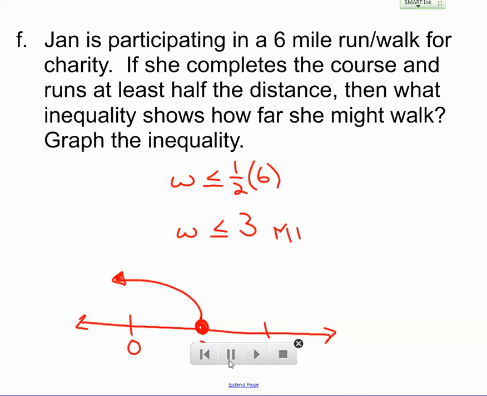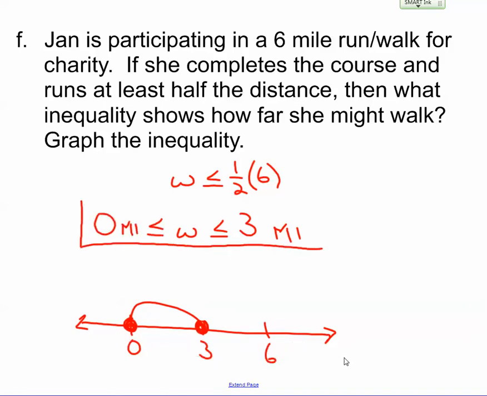We're going to make a slight adjustment to this. This graph does not go forever to the left. This graph only goes to 0 and stops at 0. So those are the numbers in between 0 and 3 that actually solve our inequality. So our inequality is actually W, the amount she walked, is between 0 and 3 miles. She could have run the entire course, which means that she walked 0 miles. She could have run half the course, which means she walked 3 miles. So it's somewhere between 0 and 3.